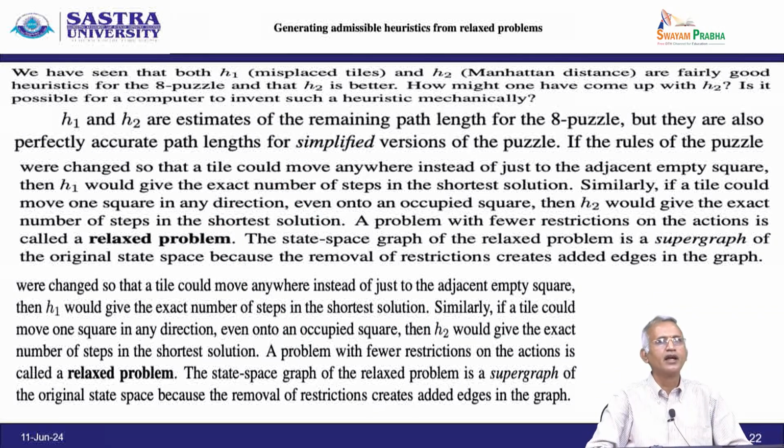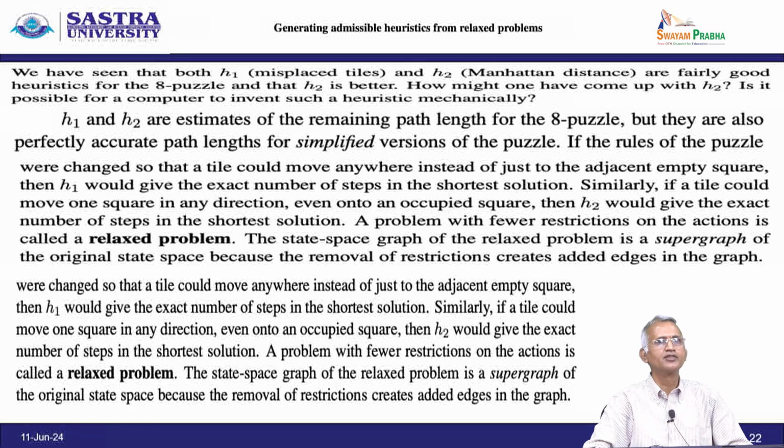So, next we have to discuss generating admissible heuristics from relaxed problems. We have seen that both H1 and H2 are fairly good heuristics for the 8 puzzle, and H2 is better. How might one have come up with H2? Is it possible for the computer to invent such a heuristic mechanically?